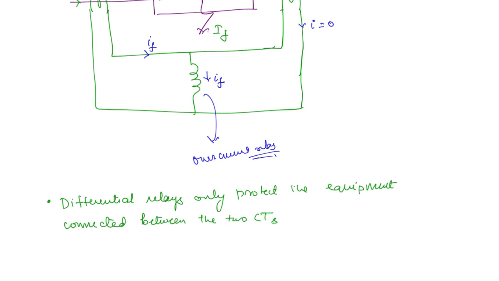Okay, and this is also sometimes referred to as Merz Price protection. Merz and Price are two different scientists who proposed the scheme of protection, so that's why it's often called Merz Price protection. Now one basic limitation in the differential relay is that the two CTs should be exactly identical.